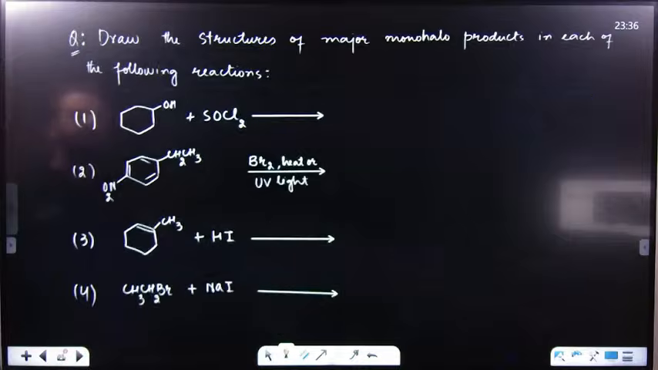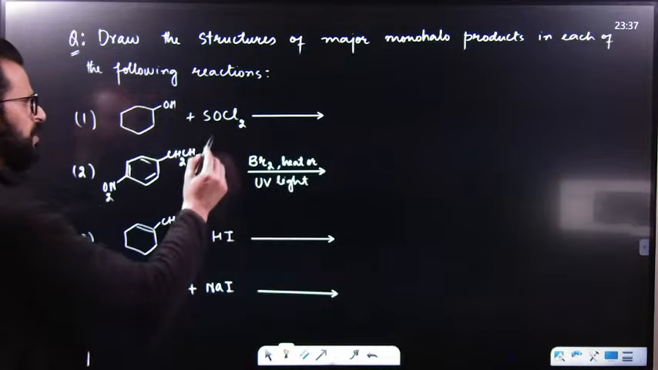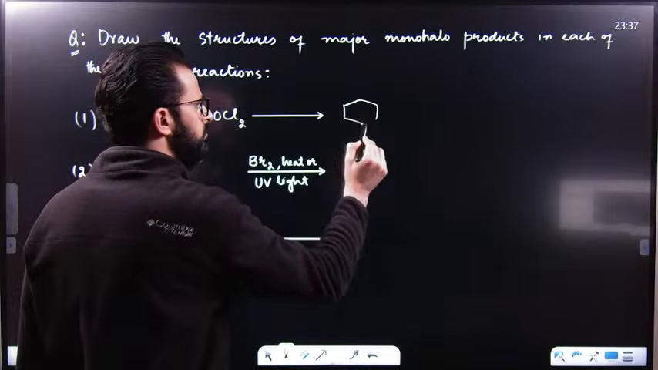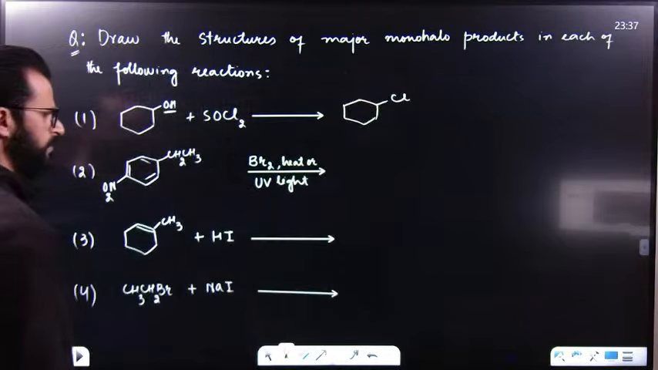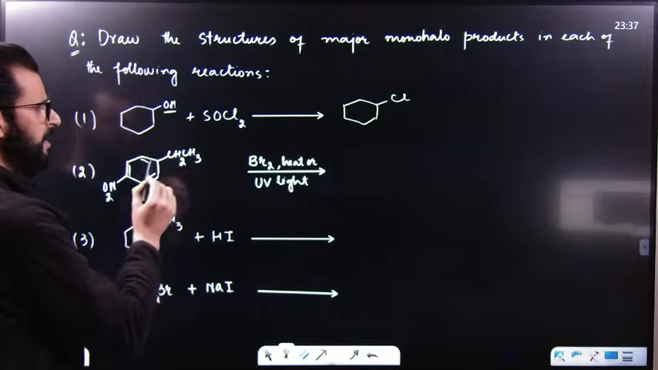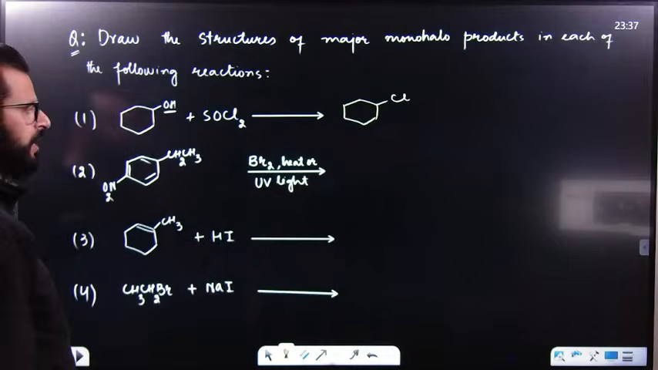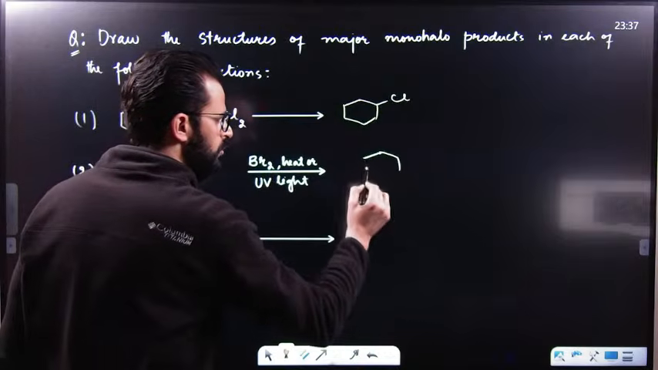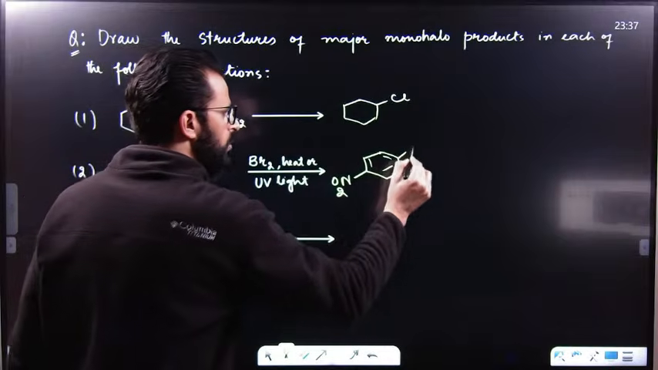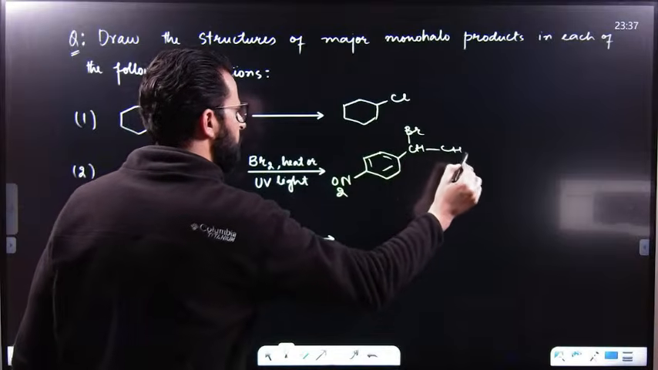Now, after that, we are having few questions over here. Have a look. Now, whenever thionyl chloride is there and you are having OH, you have to just replace OH by Cl. This is a very, very simple reaction. Now, whenever you are having alkyl benzene, or a side chain attached to benzene, and then bromination takes place in presence of heat or light, this is known as benzylic bromination. That means you have to remove benzylic hydrogen by halogen, and halogen here is bromine, so this will be the product.